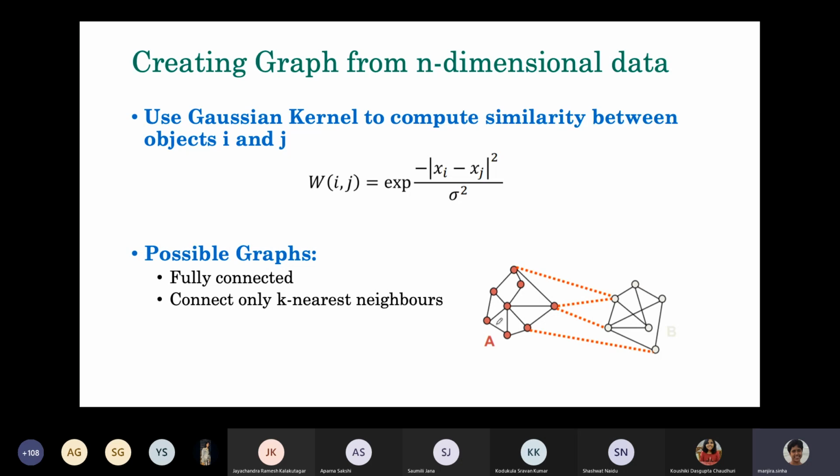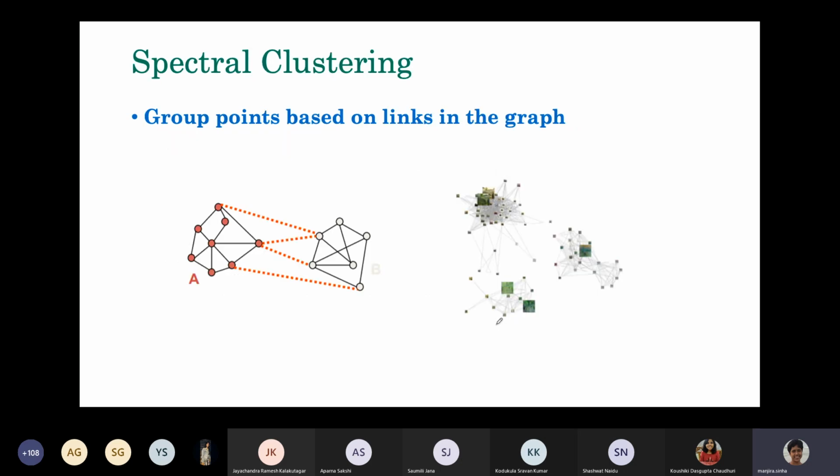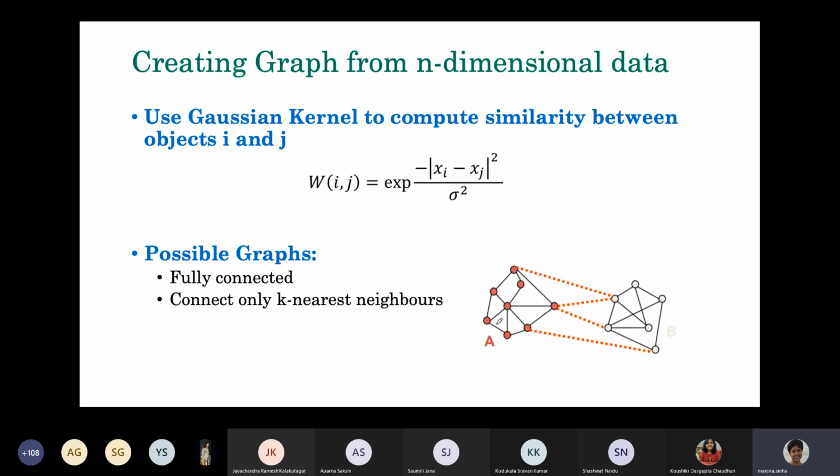So in this case, let me go back a moment. In spectral clustering, we will now use probability also to define the similarity between two nodes or two sets of nodes in a graph. My idea is that we will group points based on the links in the graph, and by links I mean not the distances like we have seen in the hierarchical clustering, but also the importance of the link, some kind of similarity between them.